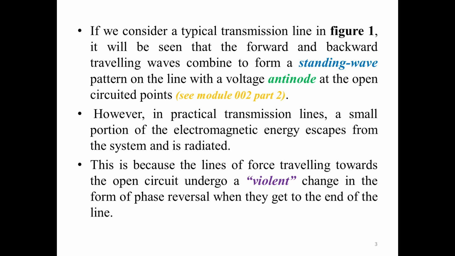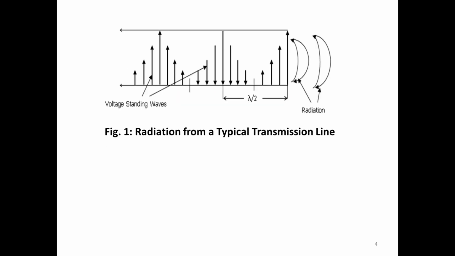However, in practical transmission lines, a small portion of the electromagnetic energy escapes from the system and is radiated. This is because the lines of force traveling towards the open circuit undergo a violent change in form of phase reversal when they get to the end of the line. So, when the wave gets to the end of the line, it is forcefully radiated.